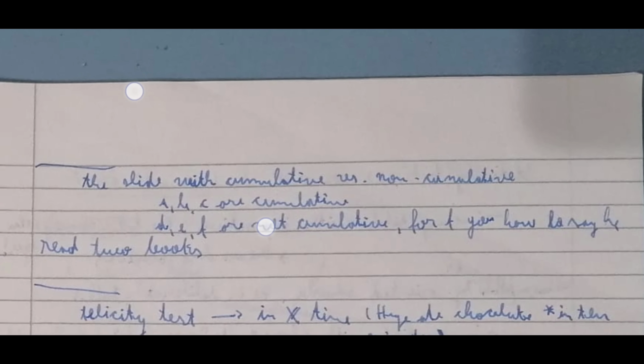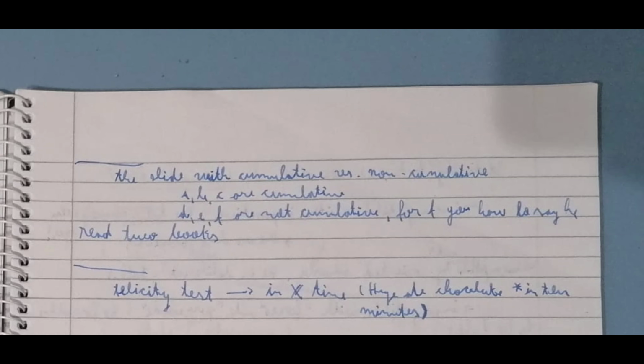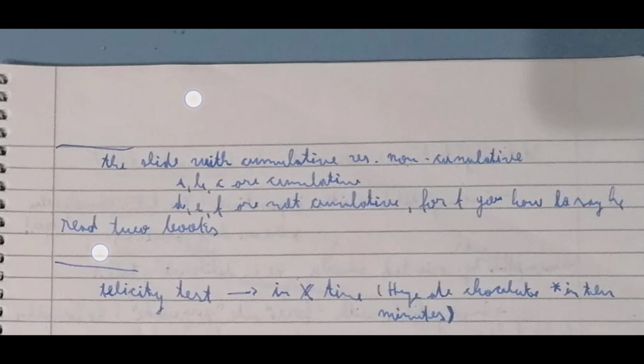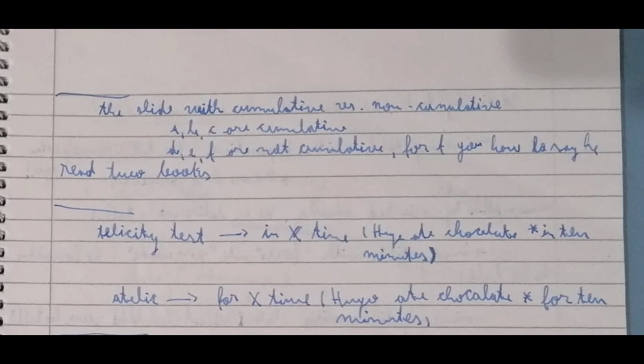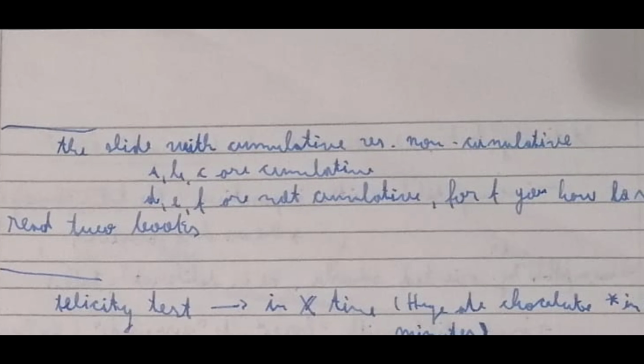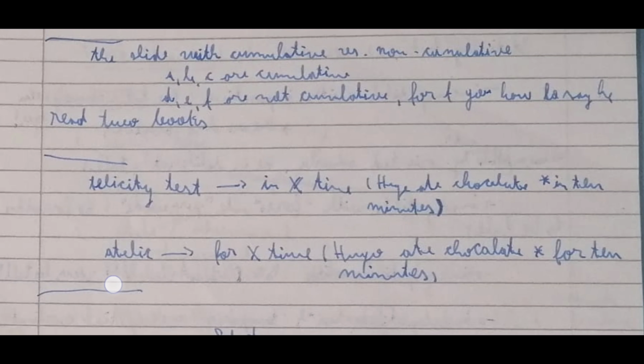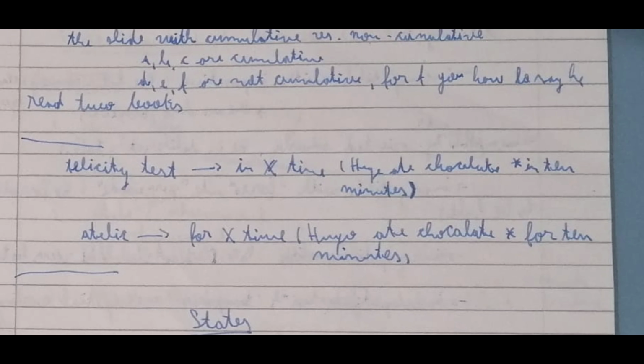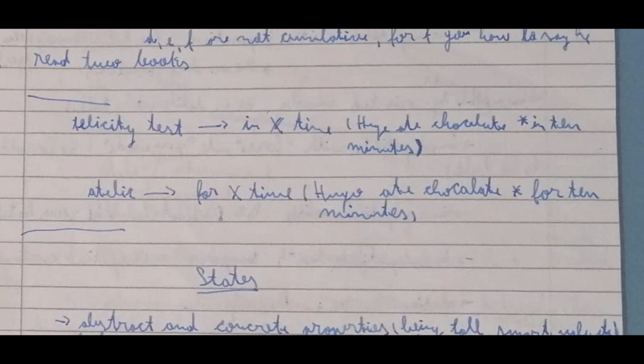Next, the slide with cumulative versus non-cumulative. A, B, C are cumulative, D, E, F are not cumulative. For F, you have to say ran to the butcher's. Telicity test: in X time. Hugo ate chocolate in 10 minutes. Atelic: for X time. Hugo ate chocolate for 10 minutes. So telic in or for.